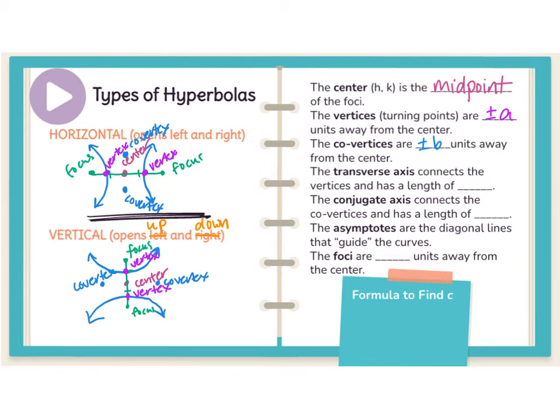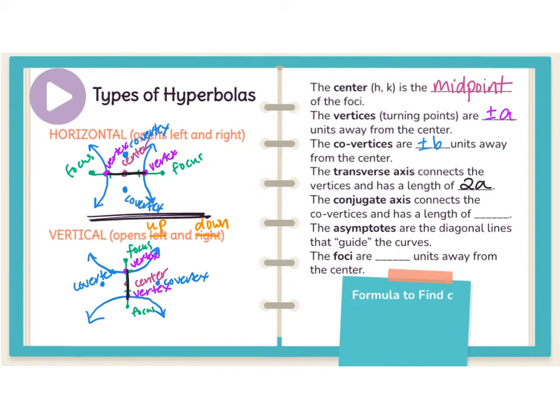Now the transverse axis is connecting the vertices, and it has a length of 2a. So if you connect those vertices, I'm going to just draw a dark line here. That's going to be a distance of 2a. And then same thing here. So notice how the transverse axis for a horizontal hyperbola is a horizontal line or segment, and the transverse axis for a vertical hyperbola is a vertical segment.